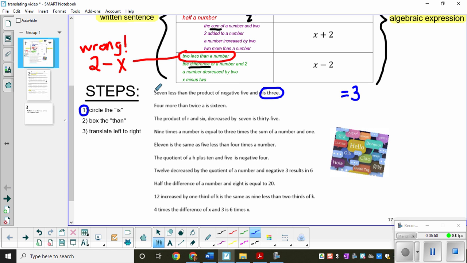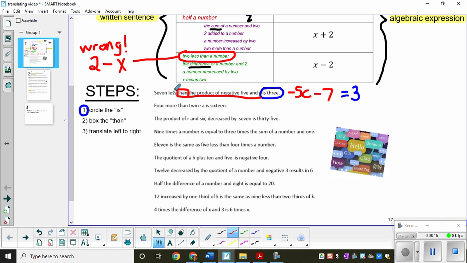All right, so now we're going to go for the than. 7 less than the product. So I'm going to box the than. Now I'm going to translate from left to right here after the than. The product of -5 and c, so the product of -5 and c, now show me 7 less than that.